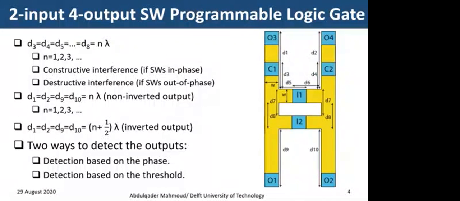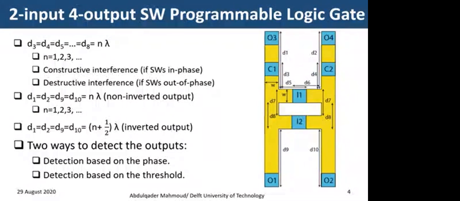If the non-inverted output is desired, then the distances must be integer multiples of lambda, whereas n plus a half multiplied by lambda must be the distances if the inverted output is desired. In addition, there are 2 ways to detect the outputs. Detection based on the phase: if the detected spin wave has a phase of 0, then the output is logic 0, whereas if the detected spin wave has a phase of pi, then the output is logic 1.